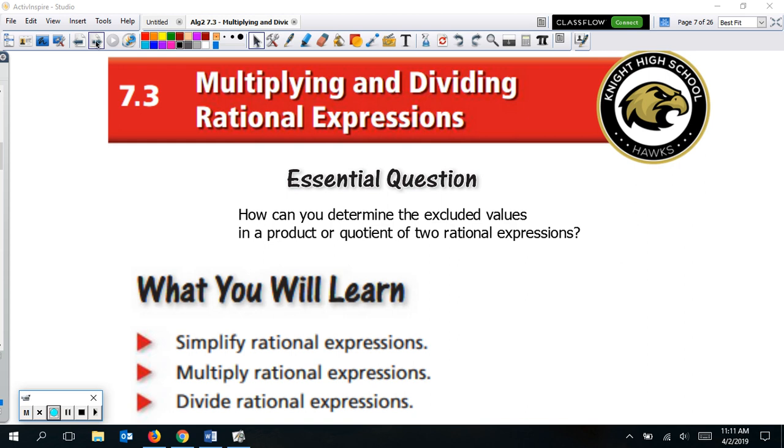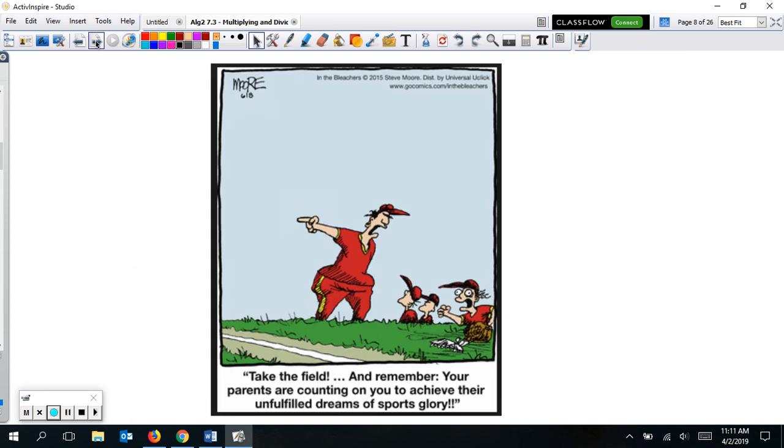So let's go ahead and first look at a cartoon, a little in the bleachers. So here's a coach saying, "Take the field. Remember, your parents are counting on you to achieve their unfulfilled dreams of sports glory." I love this guy right here. He's like, ah!